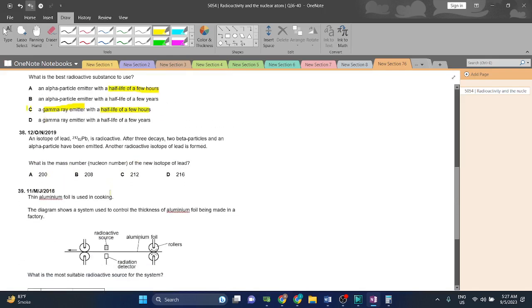So now question 38. An isotope of lead, 82-212, is radioactive. After 3 days, two beta particles and an alpha particle have been emitted. Another radioactive isotope of lead has been formed. What is the mass nuclear number of the new isotope of the lead? They have only asked us about the nuclear number. They have not asked us about anything else.